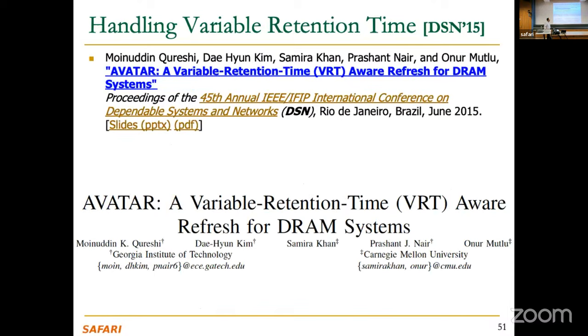Okay, next we will talk about AVATAR. That is a mechanism that aims to deal with the variable retention time concept. It's also a really important paper and I highly recommend you to read the whole paper. I will present it next, but I think this is a good place to take a break.